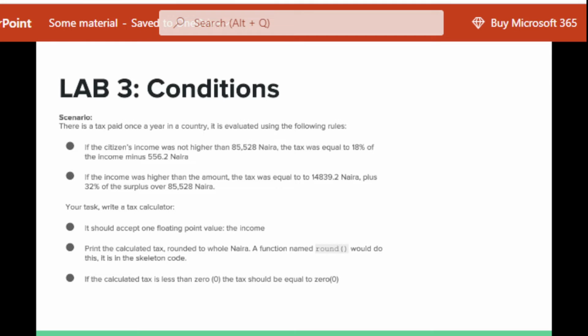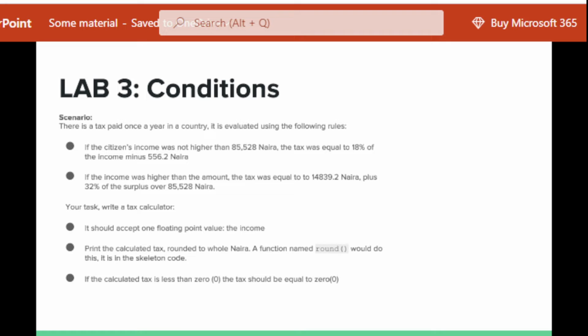Hi, in this video, we'll be looking at some solutions to Lab 3 and Lab 4. In Lab 3, we have been asked to write a program to do a tax calculator, and we have been given some conditions here. The first condition is that if a citizen's income is not higher than 85,528 naira, the tax should be equal to 18% of that income minus 556.2 naira.